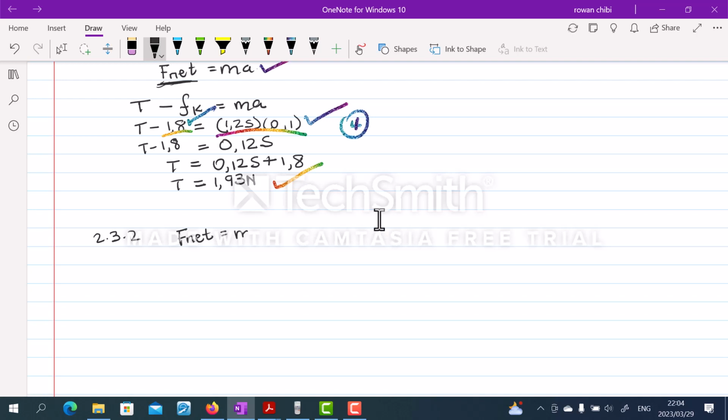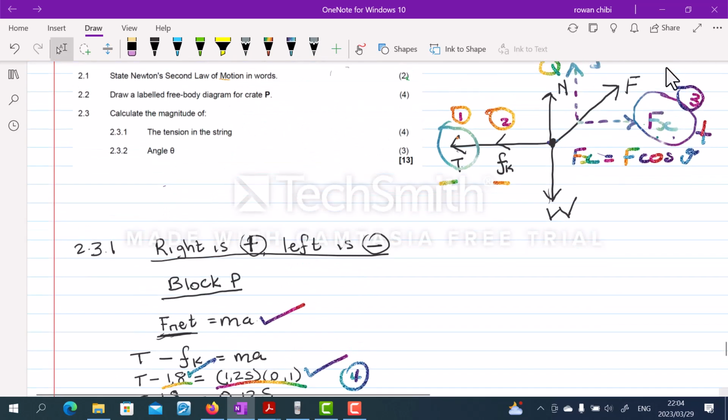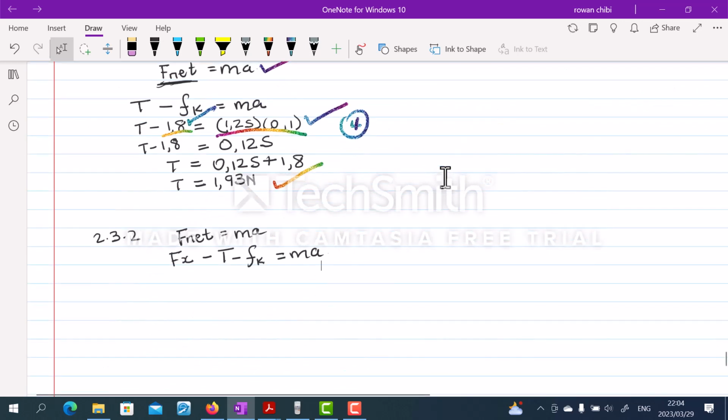F net is equal to MA. Always start with that formula, and then we're looking at object Q. We have F of x to the right, so it's positive. The tension to the left is negative. The frictional force to the left is negative, equals MA. So now F of x is positive, frictional is negative, tension is negative.